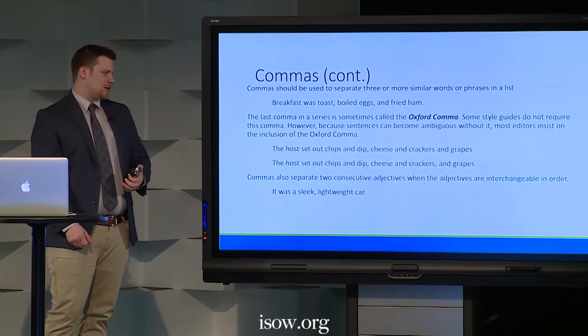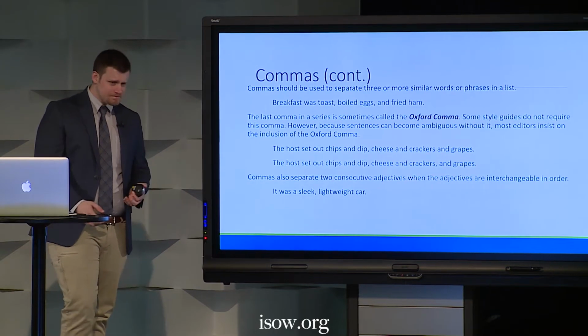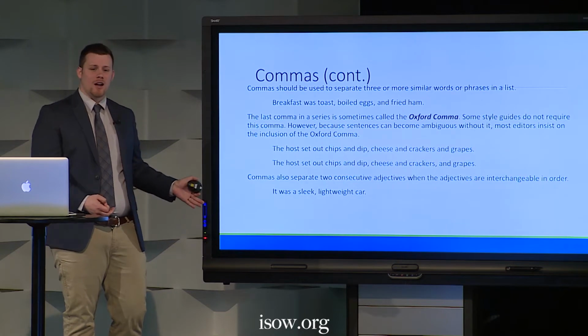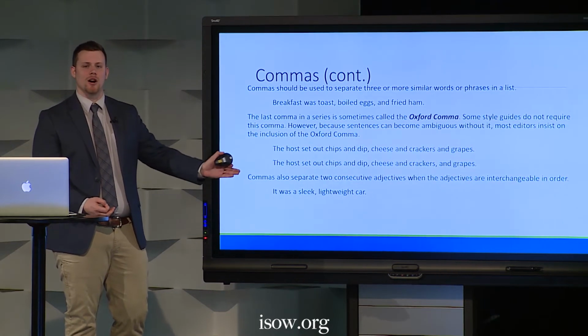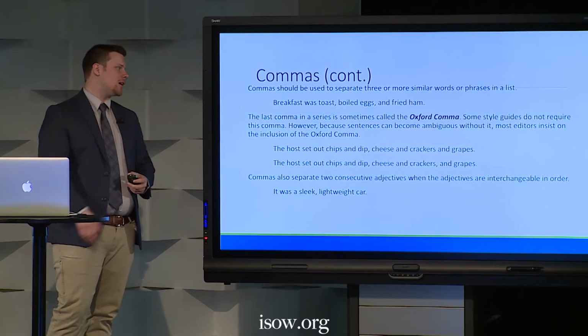So commas also separate 2 consecutive adjectives when the adjectives are interchangeable. So if I say, it was a sleek, lightweight car, I could also say, it was a lightweight, sleek car. So in that case, you separate the adjectives with a comma.